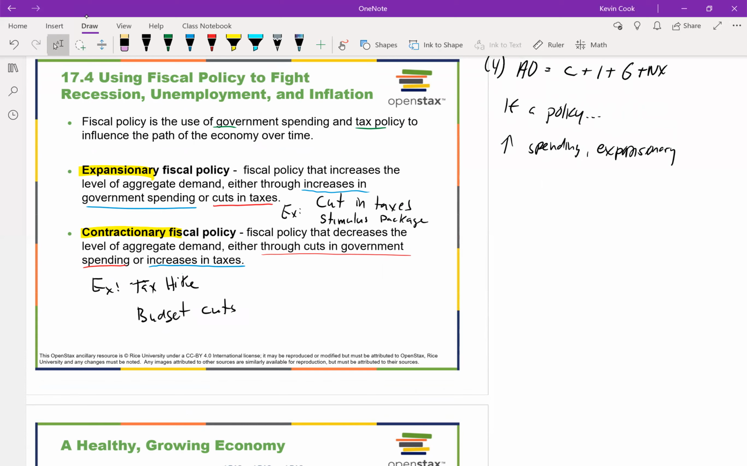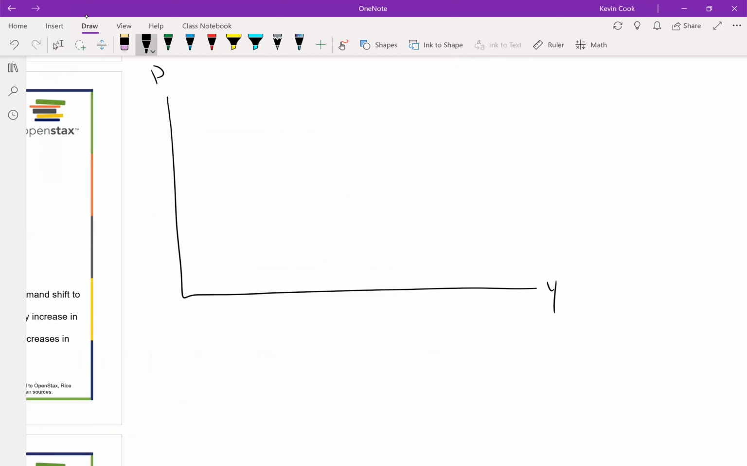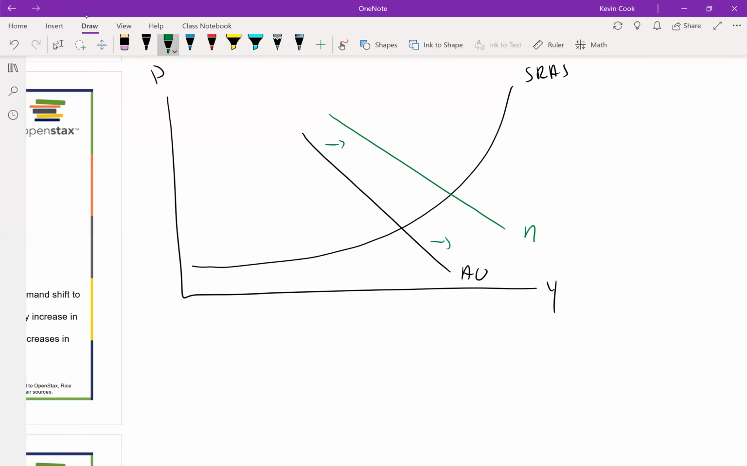Before we had our, well, I'll stick where we are and let it keep going. So again, expansionary. Graphically, we'll have our price level and our output. I'll have my short run aggregate supply look something like this, and then I'll have aggregate demand going down. If I pass expansionary policy, we're going to see our aggregate demand increase up to say 81. And if I pass contractionary policy, we'll see our aggregate demand decrease down to 82.